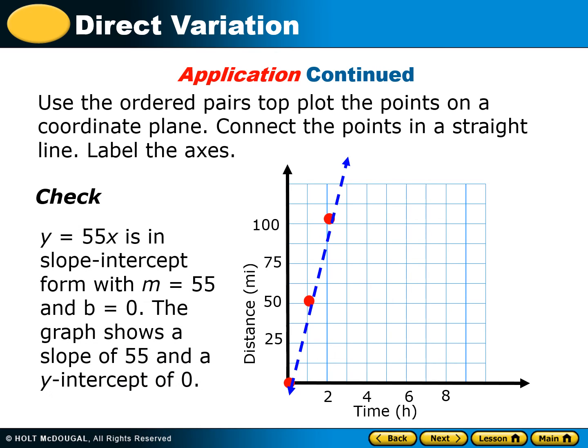And to check, y equals 55x is in slope form with m equals 55 and b equals 0. If you can remember your slope-intercept form, y equals mx plus b, where m equals the slope and b equals the y-intercept. Whatever the number beside your x, it is your m. So the graph shows a slope of 55 and a y-intercept of 0.